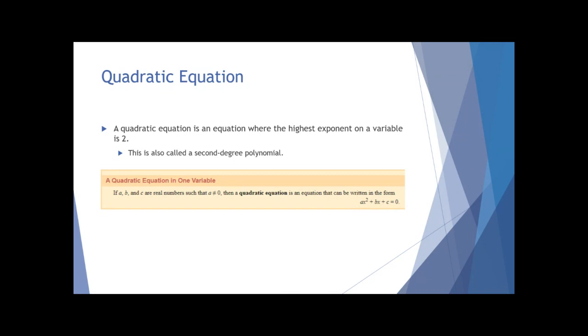Generally, we always have our quadratic equation set equal to 0. So it's ax squared plus bx plus c equals 0. In order to solve these, you always need to have them equal to 0. So that's the standard form, but basically you put everything on one side and then you solve.